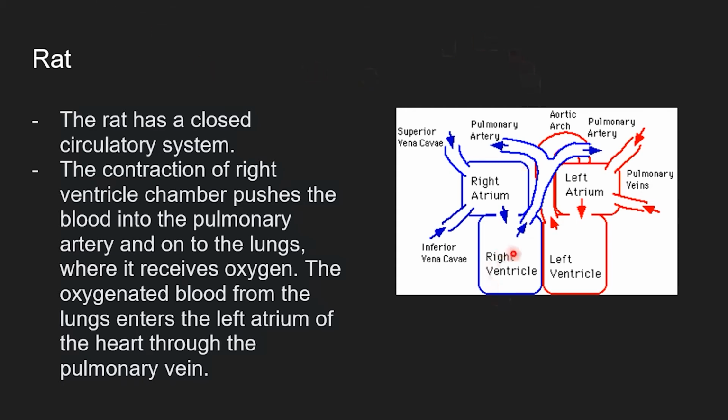The contraction of the right ventricle pushes the blood into the pulmonary artery and goes to the lungs where it gets oxygenated, and then it travels back through the pulmonary veins into the left atrium, from where it circulates again through the aorta and goes on to oxygenate the body.